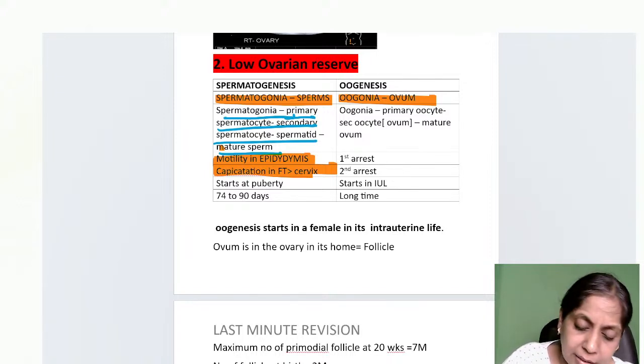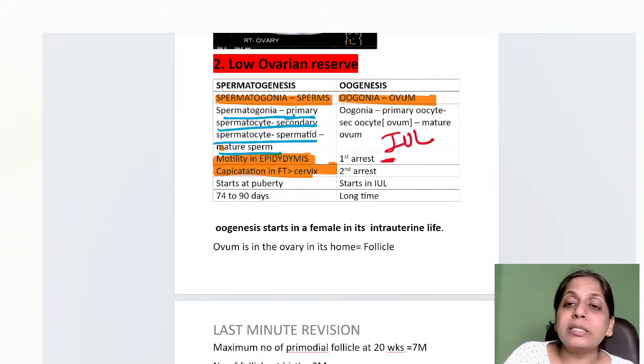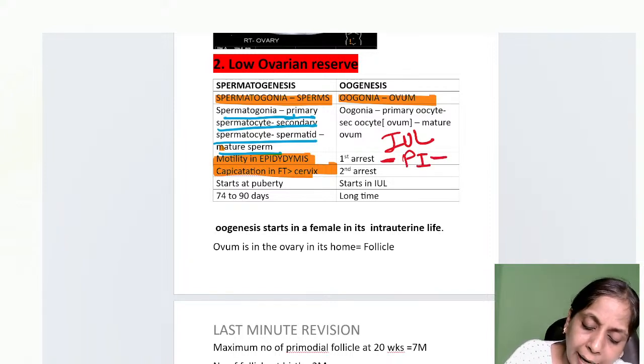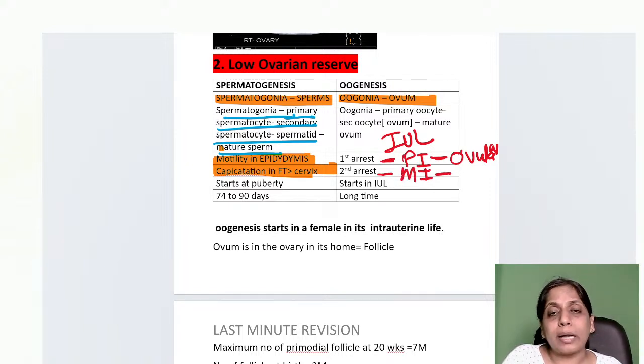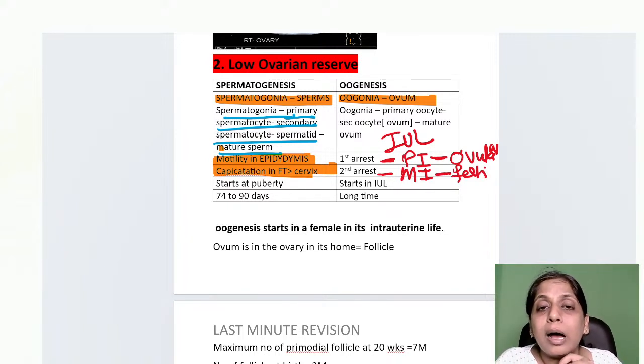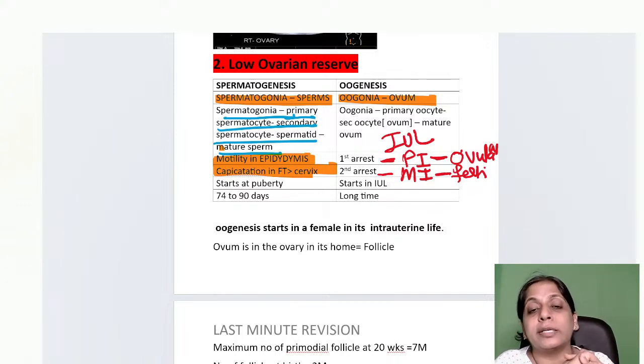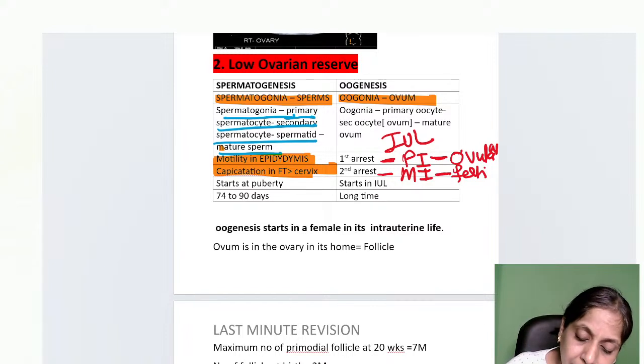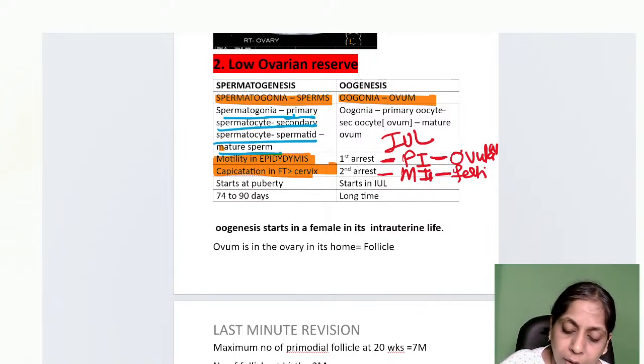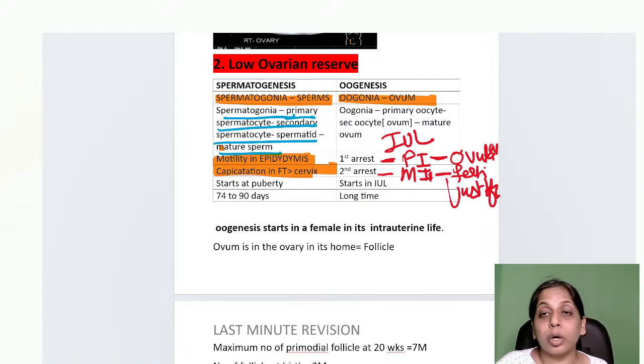Oogenesis, or the formation of ovum, occurs in intrauterine life. The first arrest occurs in prophase 1, and it is opened by ovulation. The second arrest of the meiotic division occurs in metaphase 2, and it is opened just before fertilization.